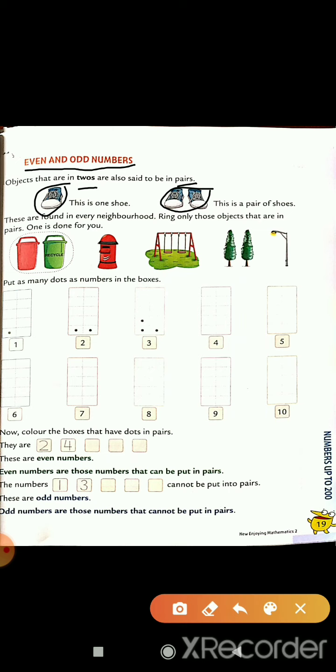The first picture is of a dustbin. How many dustbins are there? 1, 2. 2 dustbins. So these are in a pair. So this is a pair of dustbins, so we need to circle it.